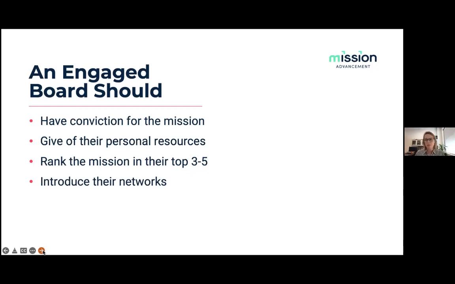This doesn't mean that they have to ask for money. It's not a hard sell, but if they believe in your mission, it stands to reason that they would ask others to join in your mission. So whether that's introducing people at an event or sending an email or introducing to your staff, coming in for a tour, if they're passionate about your mission, this should be a no-brainer.